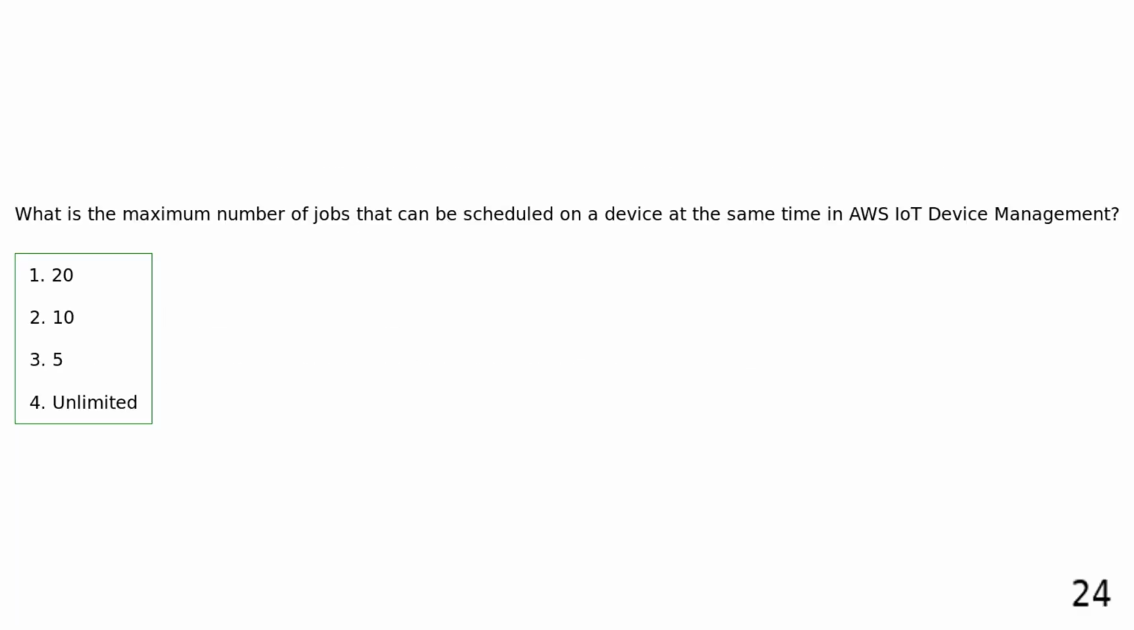What is the maximum number of jobs that can be scheduled on a device at the same time in AWS IoT Device Management? 20. 10. 5. Unlimited.